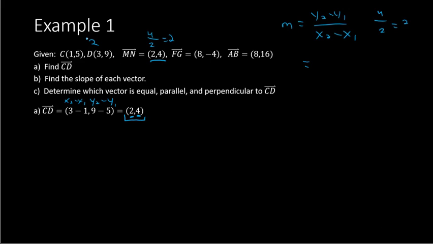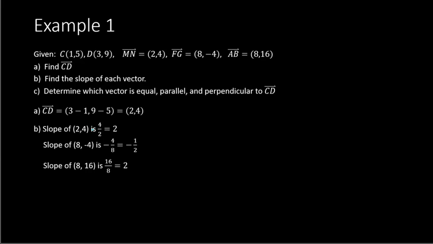So the slope of CD is 2, and the slope of MN is also 2. The slope of FG, we take negative 4 divided by 8, your change in y over change in x, y2 minus y1 over x2 minus x1. That's negative 1 over 2. Then for vector AB, we do 16 divided by 8 to find the slope, which would be 2 over 1, or 2.